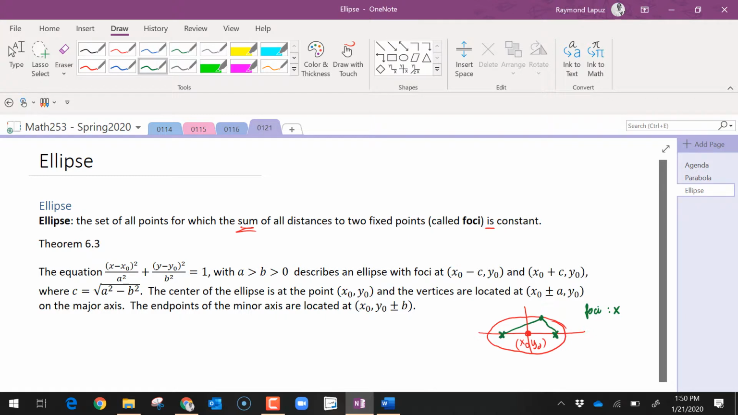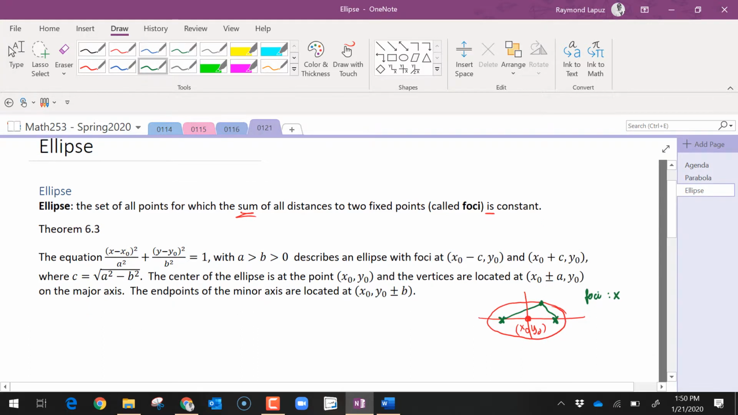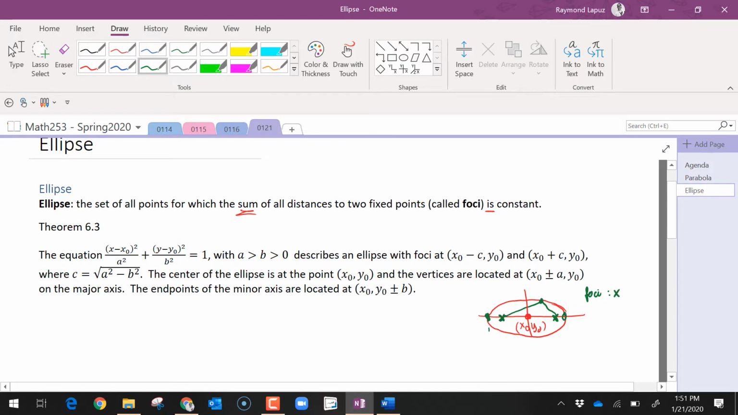And you can Google YouTube for the ellipse, and you'll see somebody drawing it out with 2 nails and a string, and you get the shape of the ellipse. It has not 1 vertex, but 2 vertices. And then c, by the way, is the square root of a squared plus b squared.